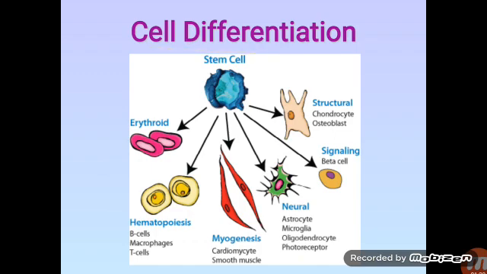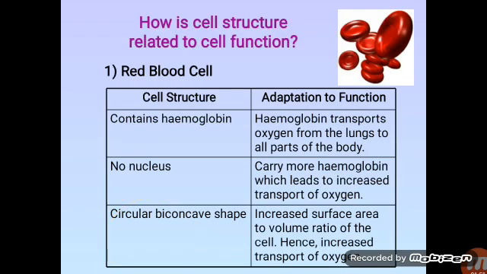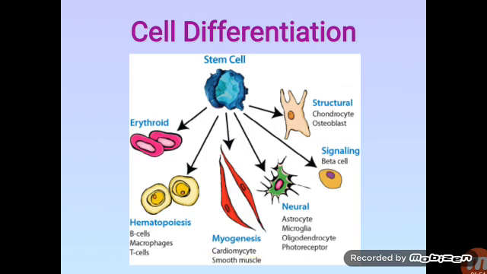So here you can see that one cell, which we call a stem cell, differentiates into multiple types of cells: erythroid, beta cells, macrophages, T cells, whose main role is in immunity, and cardiomyocytes, which are our heart cells, smooth muscle present in our digestive system, astrocytes, microglia, oligodendrocytes, and photoreceptors, which are our neuron cells, and beta cells are also responsible for the immune system, in our immunity, and chondrocytes and osteoblasts, which are responsible for the formation of our bones. These are our bone cells, which provide structure and support to our body.